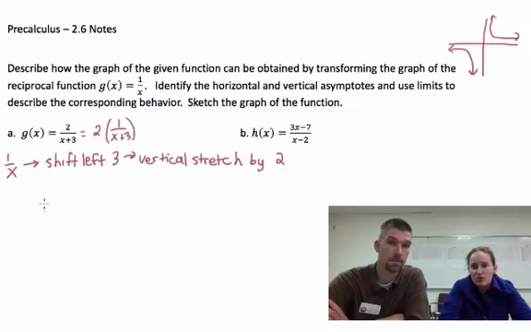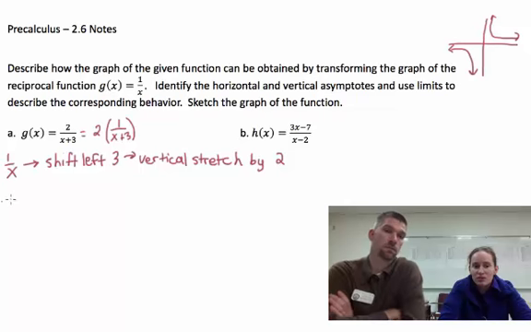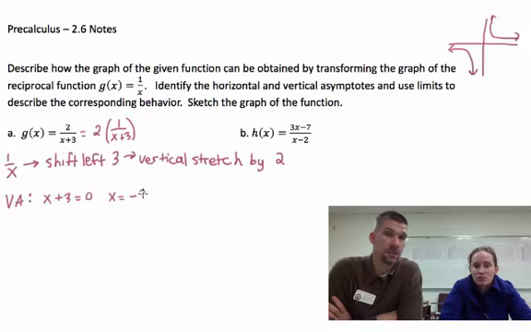Identify the horizontal and vertical asymptotes. So the vertical asymptote, that's easy. That's where the bottom equals 0. Always. That's how we find it. x plus 3 equals 0. If you want to work it out, do it. I usually will ask myself mentally, quietly to myself, what plus 3 equals 0? And you get -3, and that's your vertical asymptote.